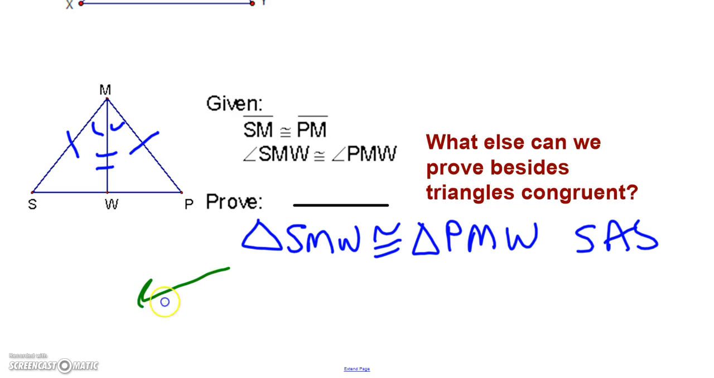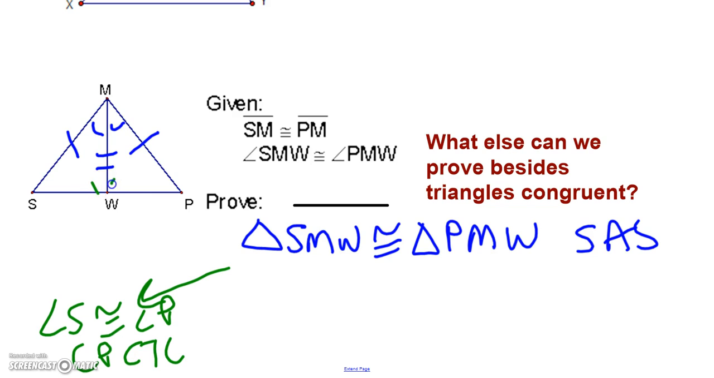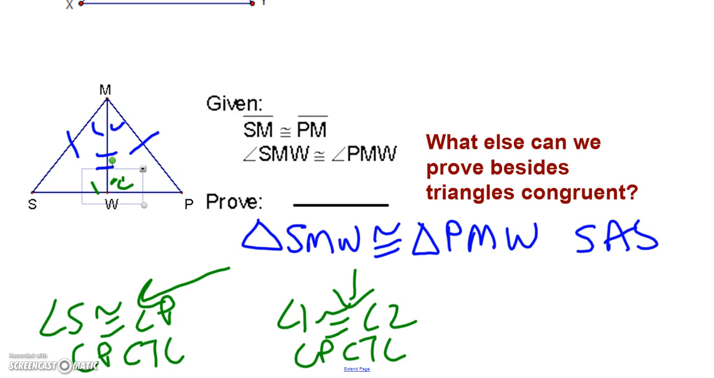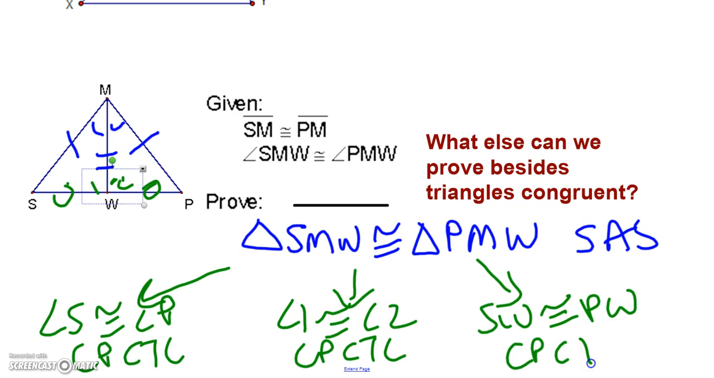We have angle S could be congruent to angle P by CPCTC. And I'm going to put in some numbers here. We could also say that angles 1 and 2 are congruent. Those are other angles that are in corresponding locations. And then we also have the last pair of segments together. We can say that SW is congruent to PW. And these are the 3 parts that are left over, so we can say that they are congruent by CPCTC.